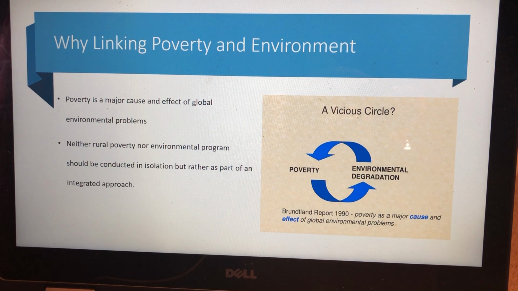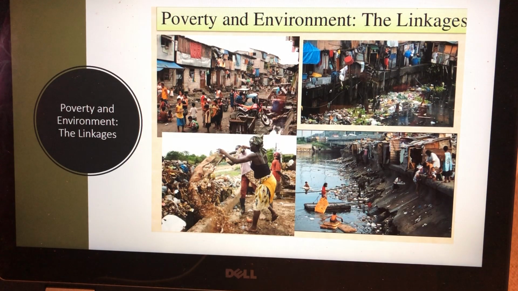So is poverty a burden on the environment? Is poverty a burden on the environment? If you are poor, is it difficult to take care of your environment? Solving environmental problems without appreciating the connection with poverty may not yield positive results. So we need to understand how poverty and environment are linked.